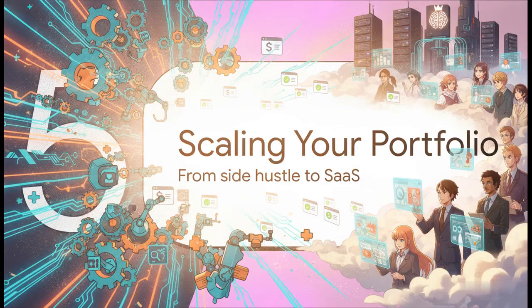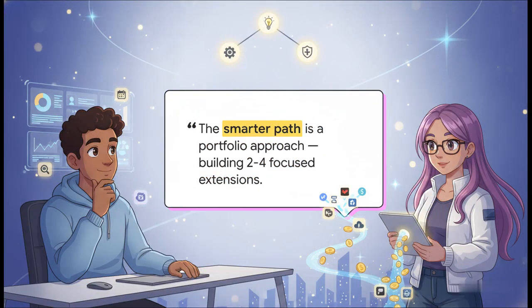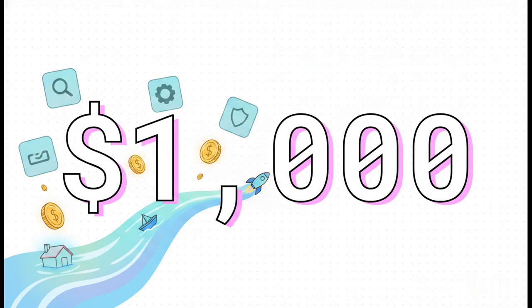Section 5. Scaling your portfolio, from side hustle to six-figure digital asset. The truth is, you do not need a viral unicorn to thrive in this economy. You don't need 1 million users. The smarter, much more predictable path to digital wealth is a portfolio approach. Let's break down the math. It's actually super simple. If you build 4 highly focused, simple extensions, and each one makes just a modest $250 a month, that equals a $1,000 monthly passive income stream. That is digital income that funds your freedom, pays your mortgage, or acts as a launchpad for your next big venture.